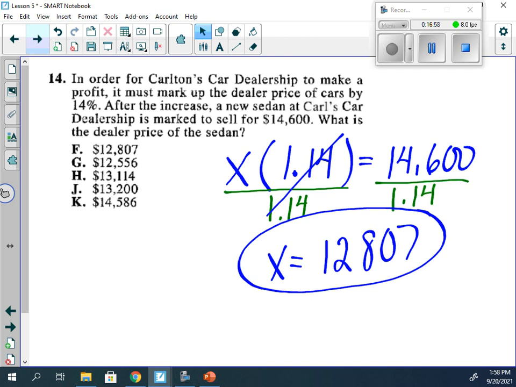Because we wouldn't worry about the cents because none of the answer choices are given to us with cents. So the only correct answer is 12,807. Yes. Yeah, because we're saying that the dealer's price was X, and they marked it up 14% to make a profit. So the dealer's price times 1.14. Yes, we're going back down.